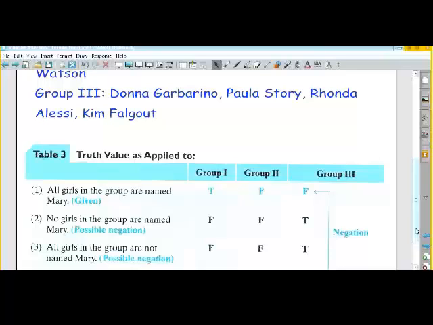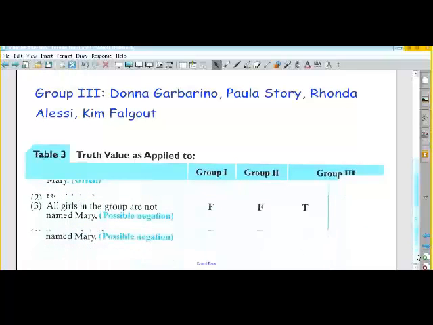The second one, all of the girls in the group are not named Mary. That's false because one of the girls in the group is named Mary. Only the last one is true because all of the girls in group C are not named Mary. So that's true. And again, the first and the last are opposite truth values, but for the second one, they're both false. So again, that is a possible negation, but it doesn't work.